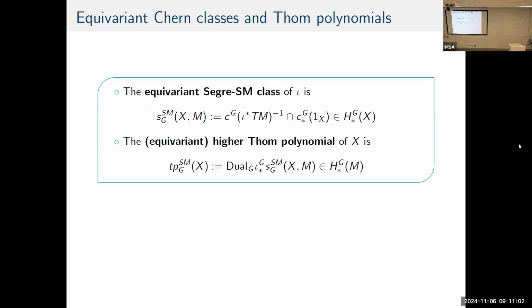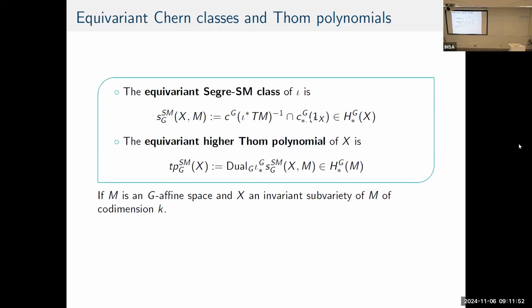So now we have Thom polynomials, and we can switch to higher Thom polynomials. For this, we need to define first the equivariant Segre-McPherson class. This is analogous to the definition, but in the equivariant setting. And now the equivariant higher Thom polynomial of X is taking the Segre-McPherson class, the equivariant version, taking the push forward of this class to go to N, and then taking the cohomology class associated to it. And this is the higher Thom polynomial in the equivariant setting.